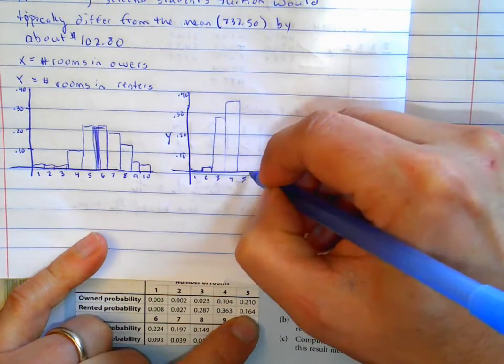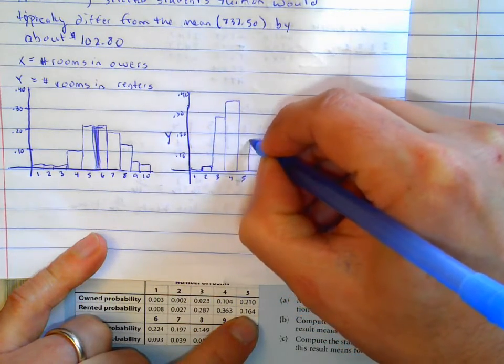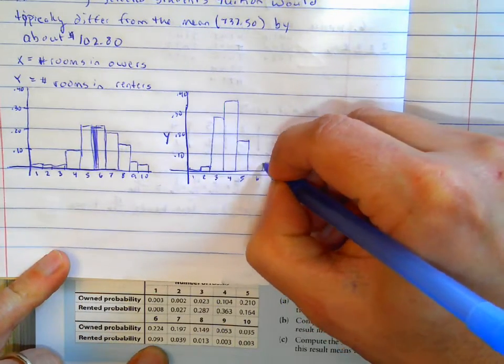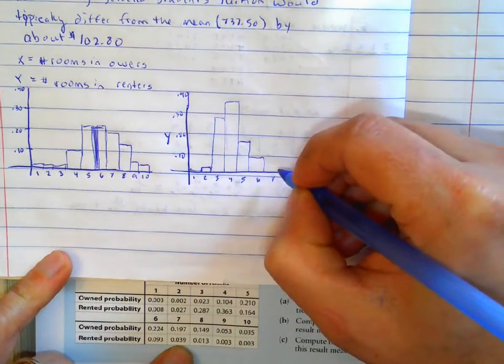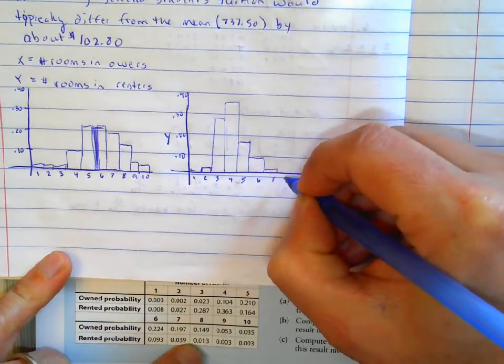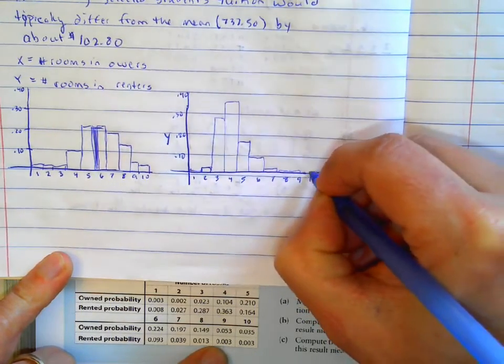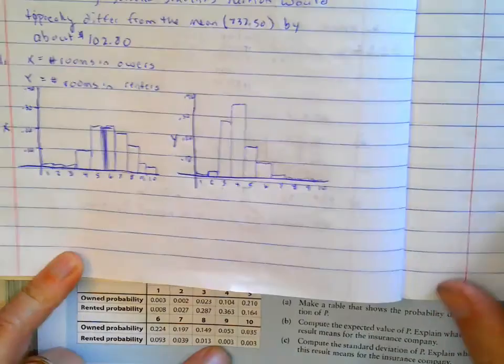5 rooms, 16. 6 was about 9. 7, 3, 8, 1, and 9. Yeah, so those are almost not even existent there. Okay, so there's our histograms.